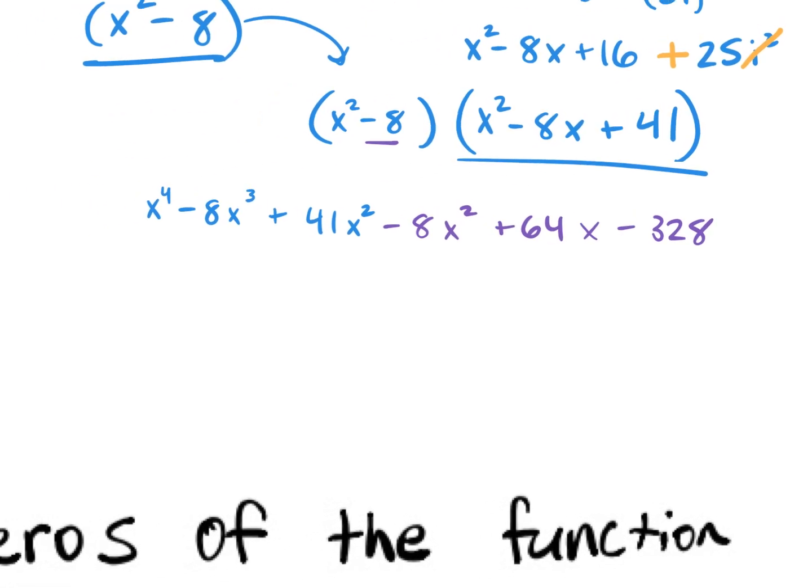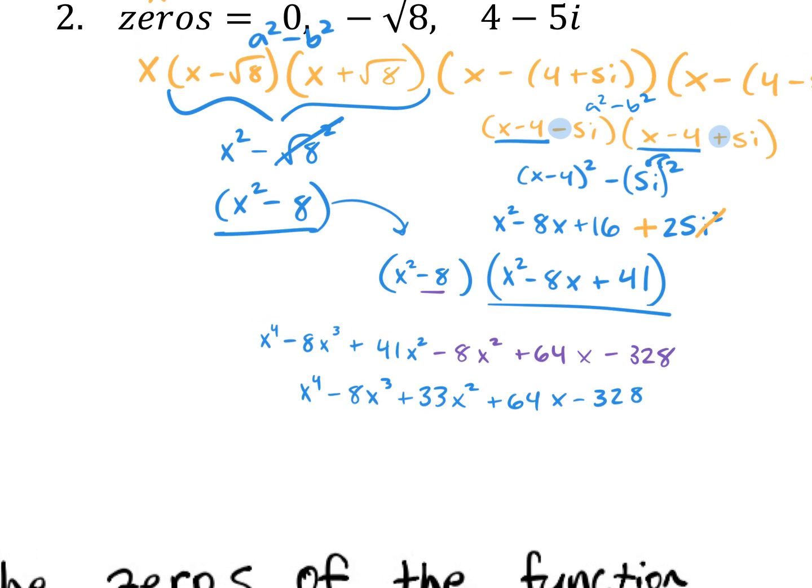I'm going to combine my like terms. So we have x to the 4th power minus 8x cubed. 41 minus 8 would be 33. So plus 33x squared plus 64x minus 328.